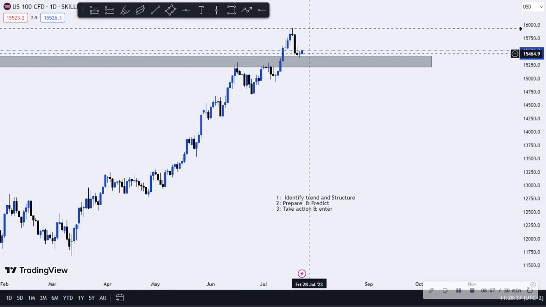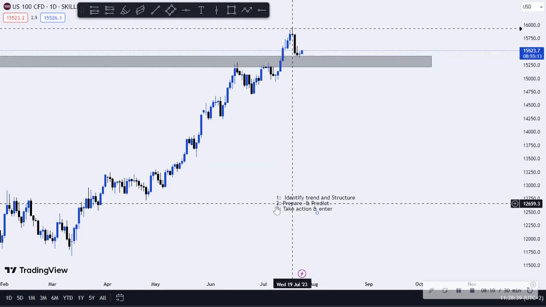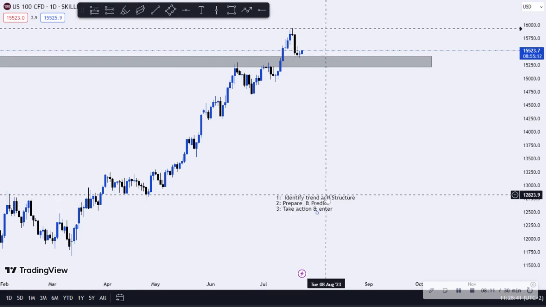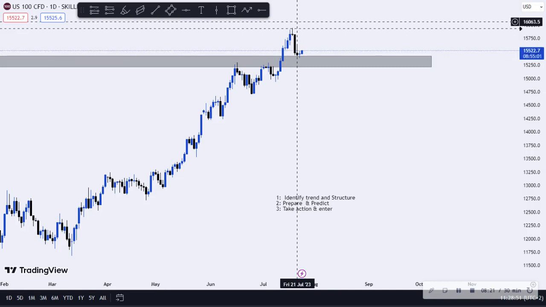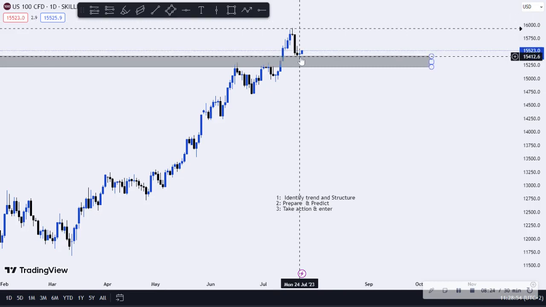So now we go to the second one, prepare and predict. Now our preparation, here it is. Preparation is that when the market comes back down to touch here, we take buys. That's our preparation. If it comes here, we buy. That's what we do. That's what we did. We bought.